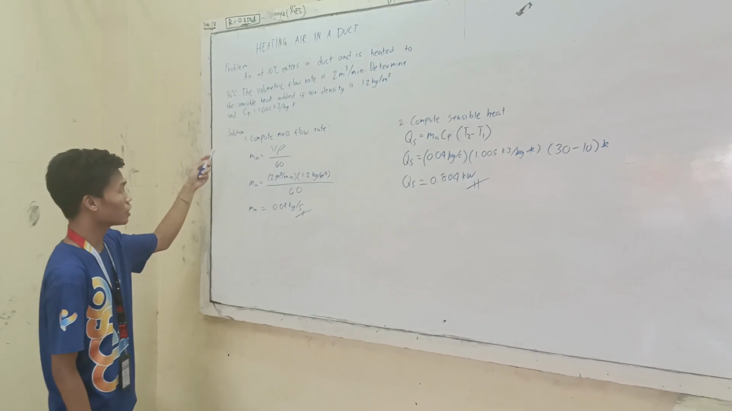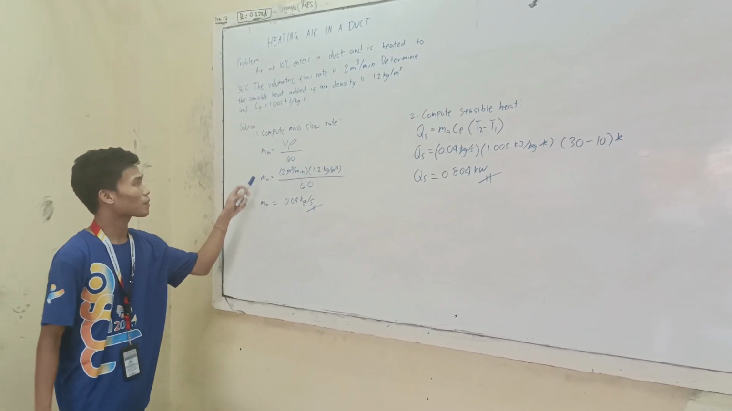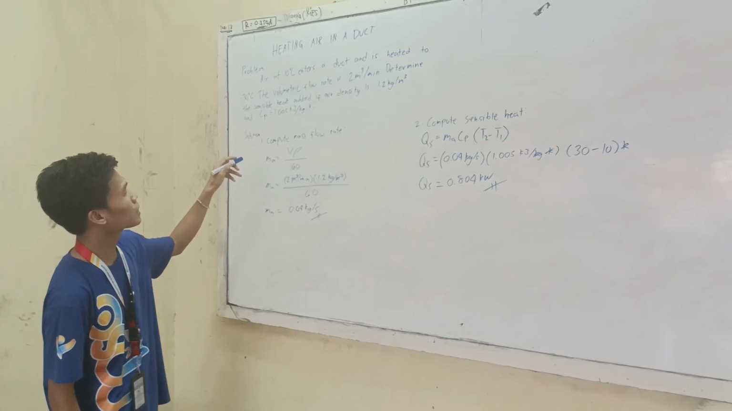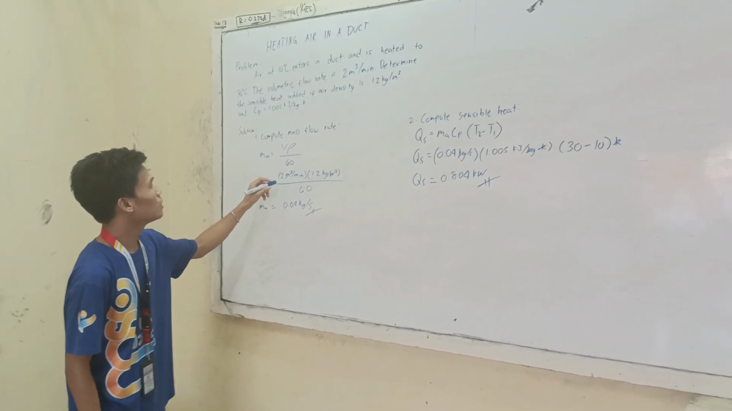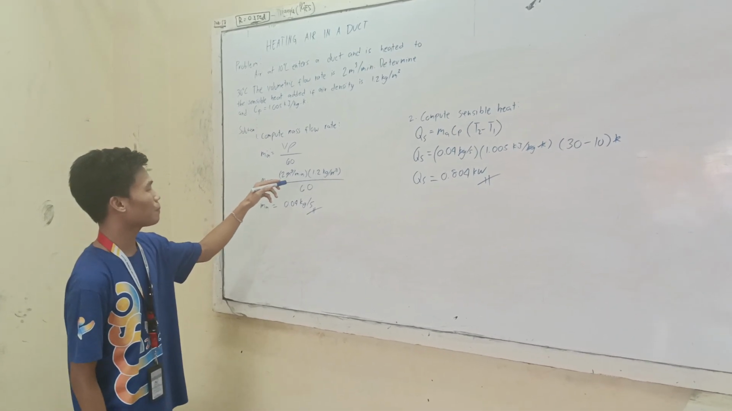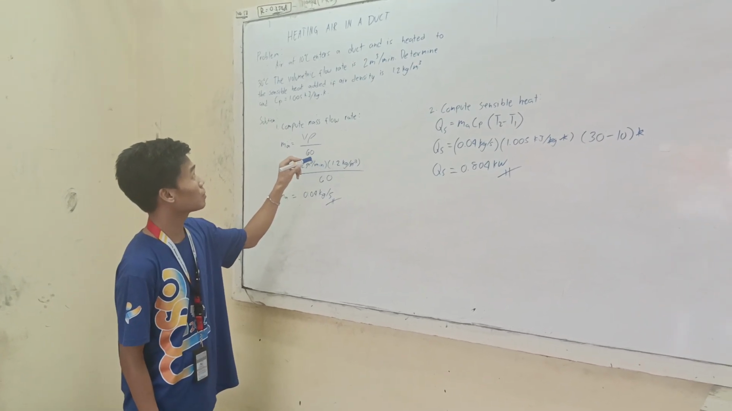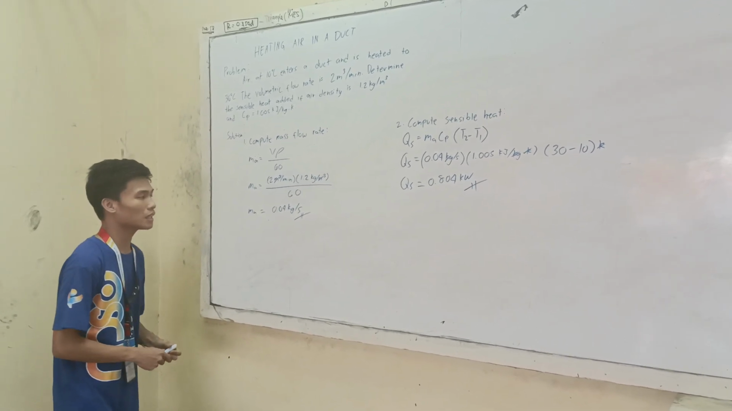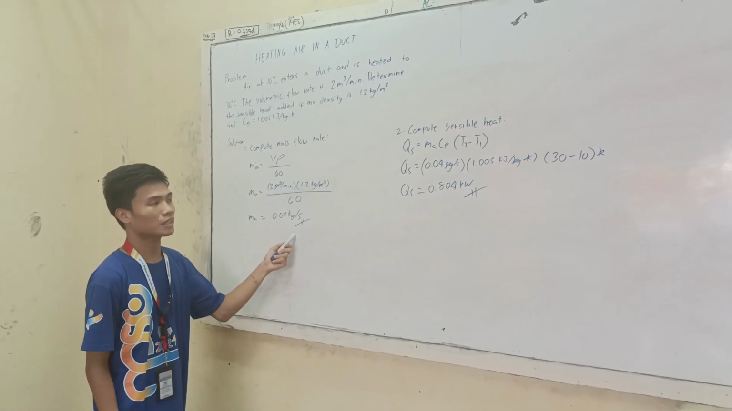So the solution is, first, we will compute the mass flow rate. The formula for mass flow rate is equivalent to volume times density over 60. So our volumetric flow rate is 2 cubic meters per minute multiplied by 1.2 kilograms per cubic meter over 60. So by using a calculator, we will get a mass flow rate of 0.044 kilogram per second.